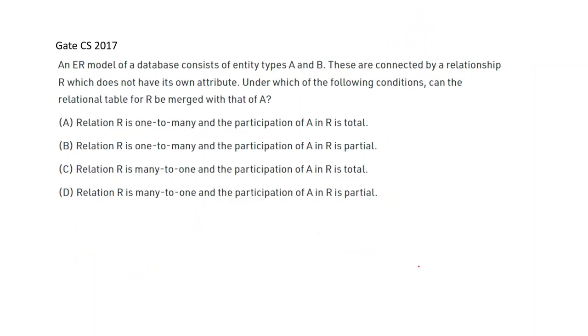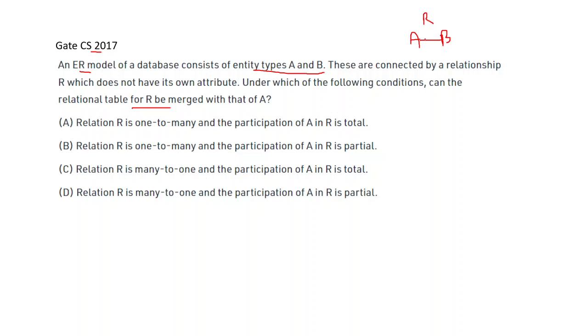So now the last question that we'll be going through appeared in GATE CS 2017. It says that an ER model of a database consists of entity types A and B. These are connected by relationship R, which does not have its own attribute. Under which of the following conditions can the relation table for R be merged with that of A? So there are two options. That is A and this is B. I'm just skipping this R part for now.